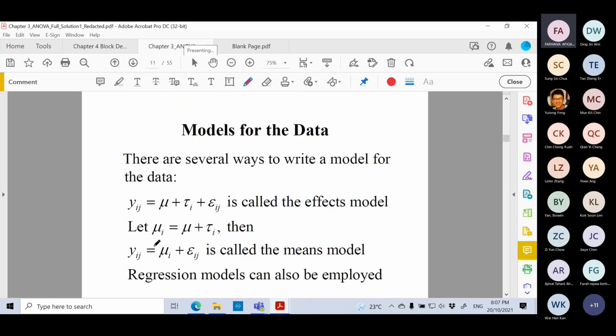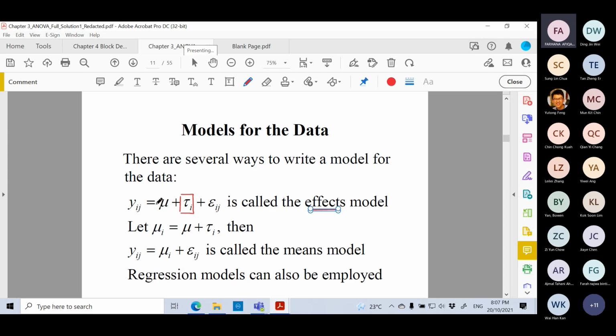So there are several ways to write the model. Just now you can see that the model here is Yij equals mu plus tau i plus epsilon ij, which is called the effect model. Why is it called effect? Because you see that this term is an effect. Tau i, where i is from 1 to a, so you have tau 1, tau 2, tau 3 up to tau a. So you have a different effect in the model.